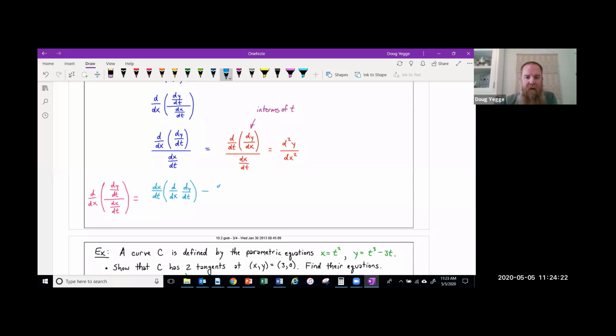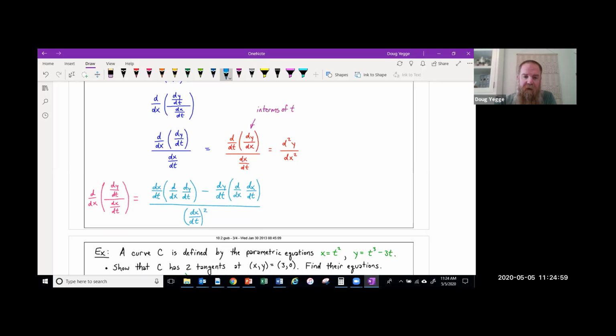Minus the top, so minus dy/dt, times the derivative of the bottom. Well, the derivative of the bottom is d/dx of dx/dt. Right? And that's all over dx/dt, or the bottom, squared. So that's it, but we could actually simplify this a little bit here, okay?